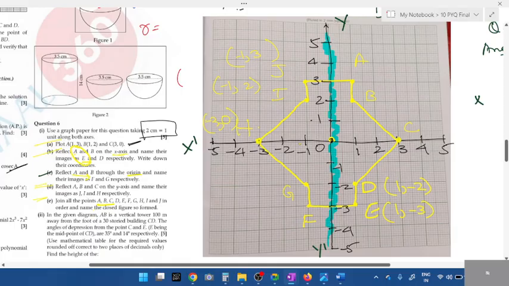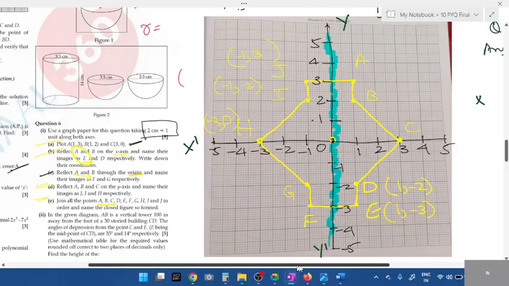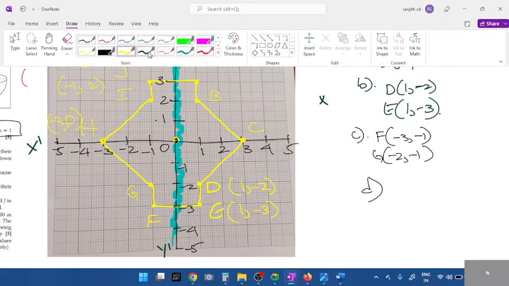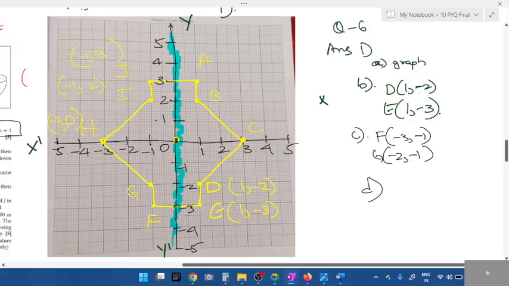Name, see, there is no specific name. It doesn't look like kite, rectangle, square, rhombus, trapezium, nothing. Therefore, students, count the number of sides. Totally, how many sides does it have? See, this is one side. One. This is two, three, four.